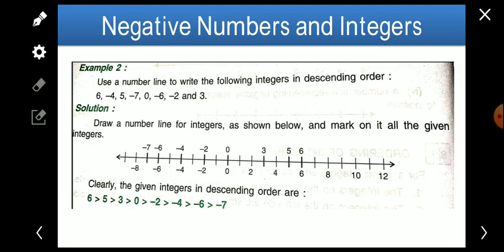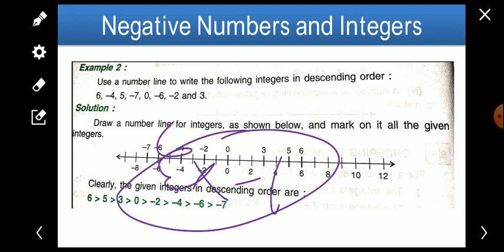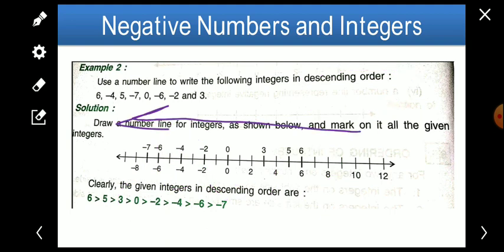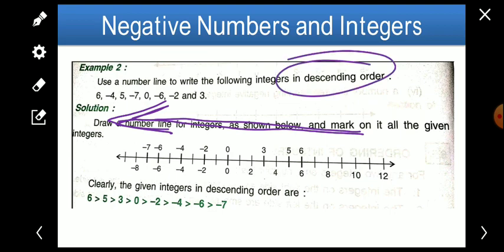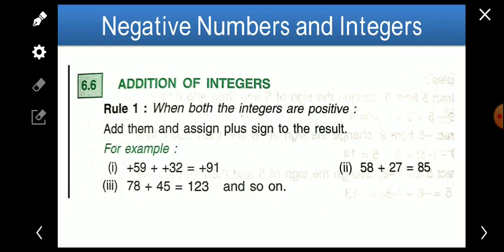Now example 2: use a number line to write the following integers in descending order. So I hope that you can do it. Just stop the video or take a screenshot and try to do it yourself. Already I have explained this in example 1. It is the same, but only one thing is there, that we have to arrange in the descending order. So we will move from right to left because when we move from right to left, the value decreases, and obviously we have to write in the decreasing order, which means descending order.